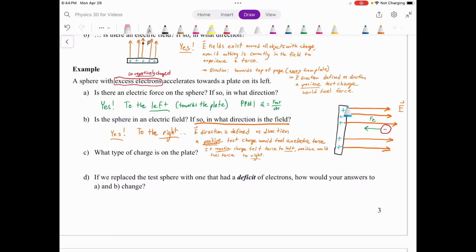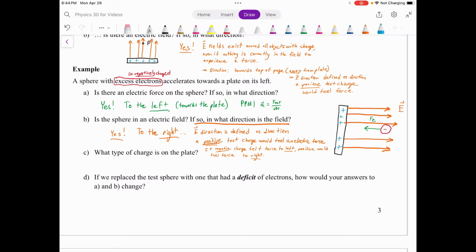Now, does that check out? Would this plate generate an electric field that points away from it? Well, yeah, right, because we think of electric field direction as the direction in which a positive test charge would feel a force. And a positive test charge would be repelled by this plate, so it would want to get away from it, right? So over here, the electric field generated by this plate would look like this.